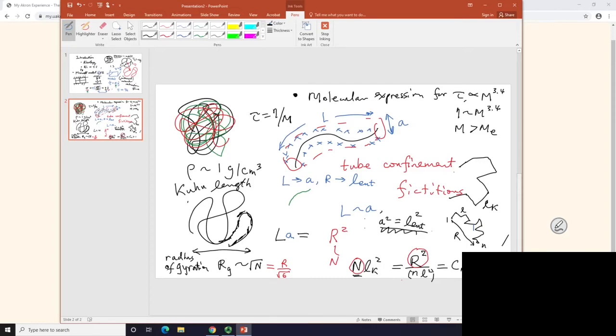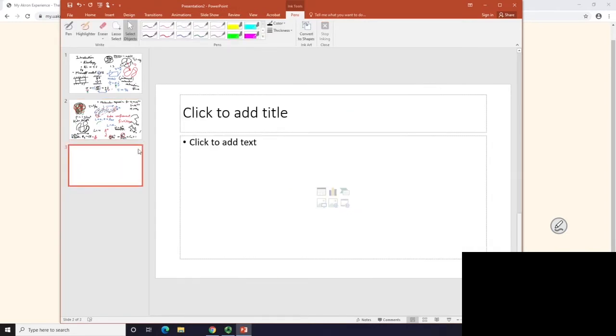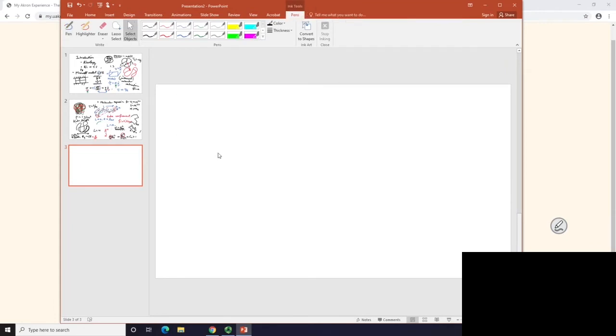So with this in mind, this part is just background. I'm not going to insist you have a total mastery of what this is. But just to give you a sense of how this entanglement gave rise to a relaxation time that depends on the chain length.